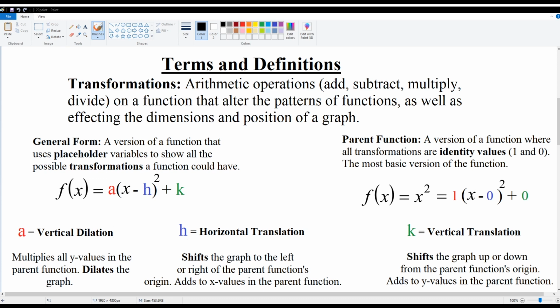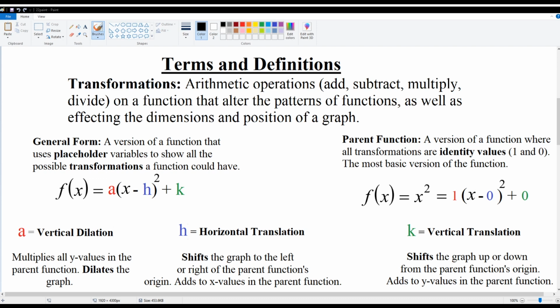Looking at our quadratic function x squared, the general form for this reads f of x equals a times (x minus h) squared plus k. Our three placeholder variables a, h, and k are responsible for different transformations of the shape of the quadratic function. Numbers that are in the a position are responsible for vertical dilation. This creates a visual effect on the graph that makes it appear to stretch out, as all of the output values end up getting multiplied by whatever you have in the a position.